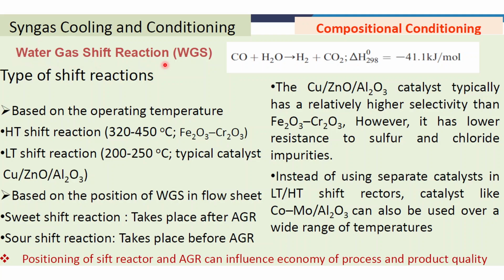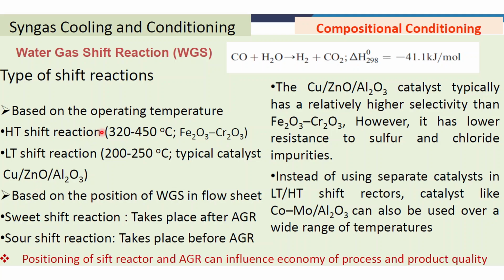Another technique for the removal of acid gases is the water gas shift reaction. Basically, the carbon monoxide present cannot be directly effluted into the atmosphere as it is poisonous in nature. So we can extract hydrogen, which is a useful fuel, by reacting this carbon monoxide with water. We get hydrogen and carbon dioxide.